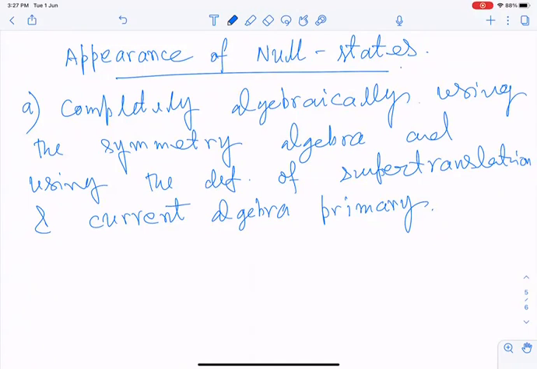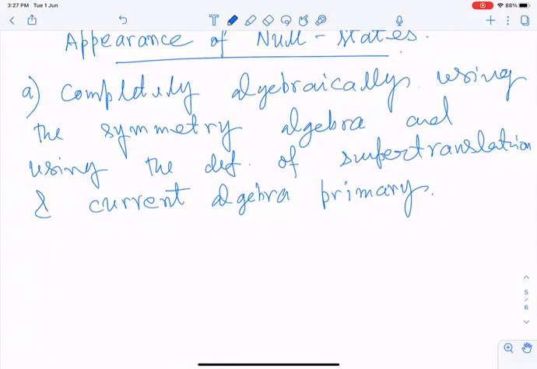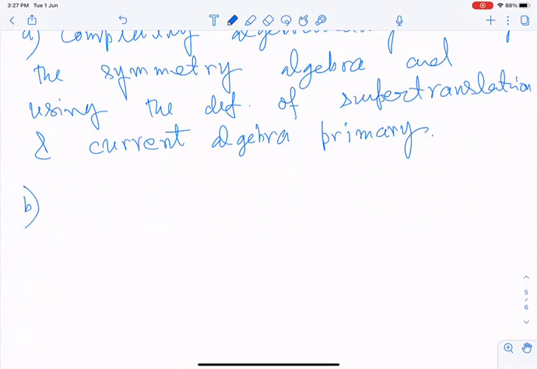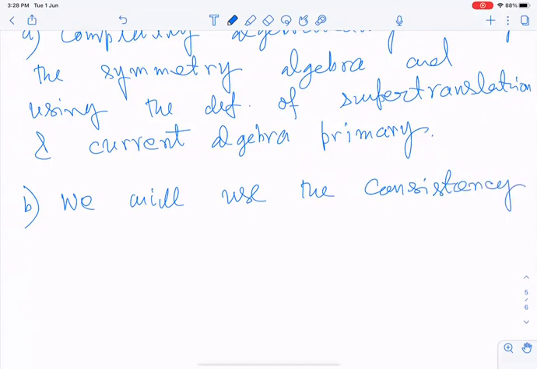So if you want to do it completely algebraically, which we actually wanted to do because we wanted to show that this whole scattering amplitude is fixed by this algebra and you don't have to do anything else, that can be done. You can look at this, but I will actually do it in a way which we also did in that year. The second way is that we'll use the consistency between the OPE and the conformal soft theorems.